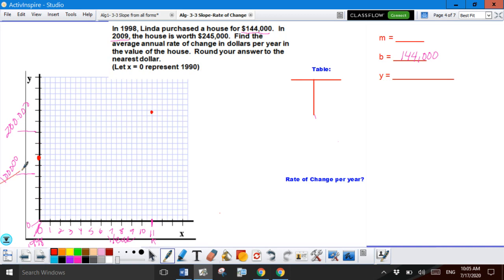So my line, that's not a very good line, is going something like that. Well, since I sketched it, it's pretty hard to find the slope from my graph. But I can use these values to come up with a slope. So I can look at, I'm starting at 1998, and that was 144,000. The second point is 2009 and 245,000.